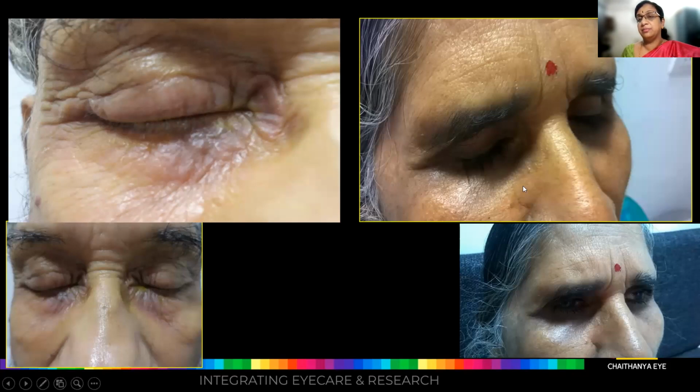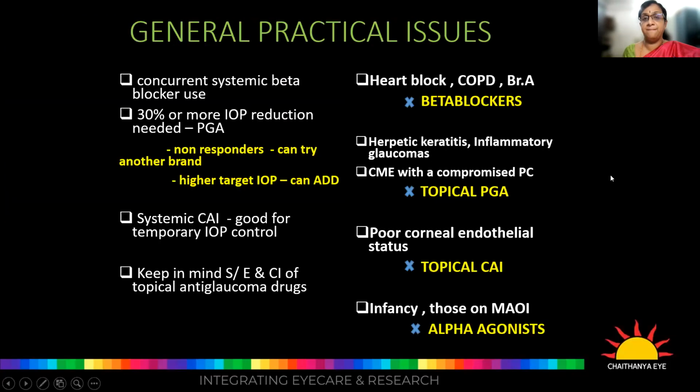Periocular hyperpigmentation, sunken orbit because of the fat atrophy, the prostaglandin-induced periorbitopathy, and the hypertrichosis is what is shown in these pictures. So in general, I have discussed most of them.